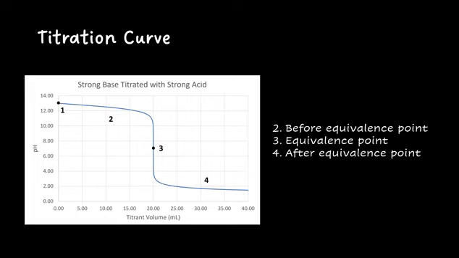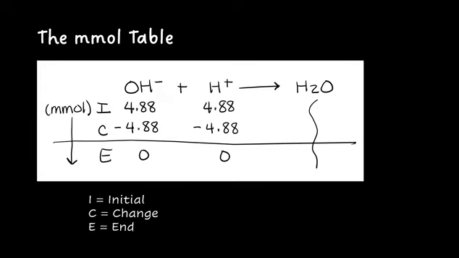It is important for us to align the results of the millimole table to these 3 parts of the titration curve: before, at, and after the equivalence point. These millimole tables are handwritten, so you can see them in a similar format as you'll be writing them on paper. Here's a quick overview of the layout.